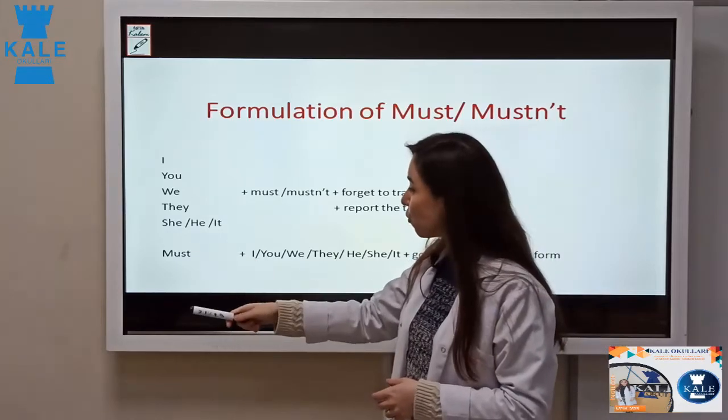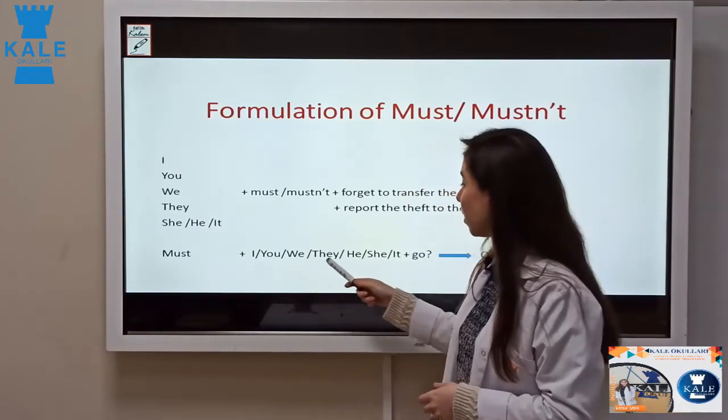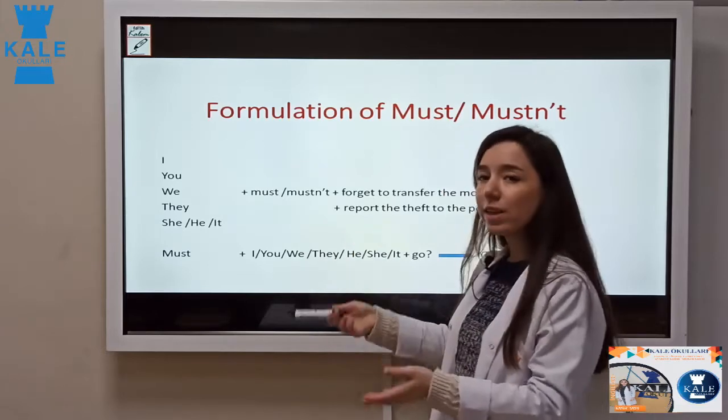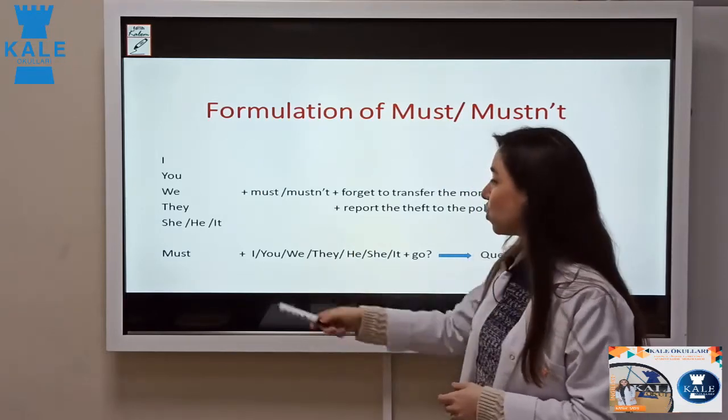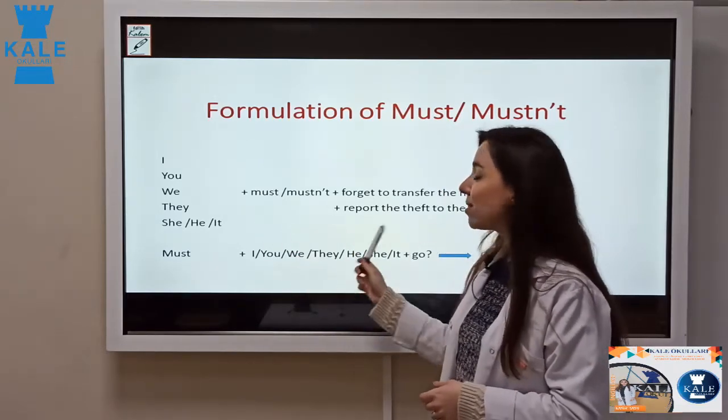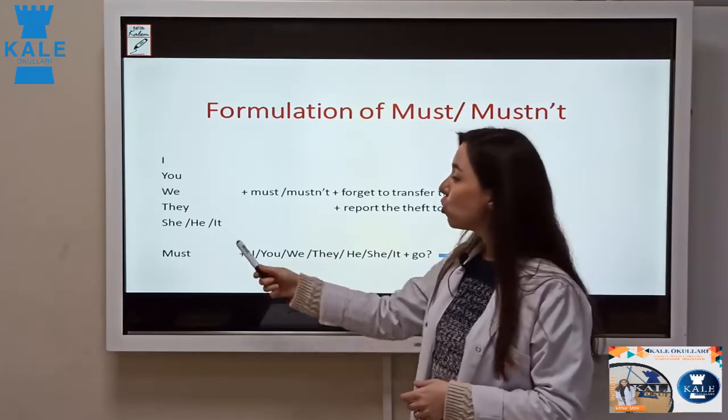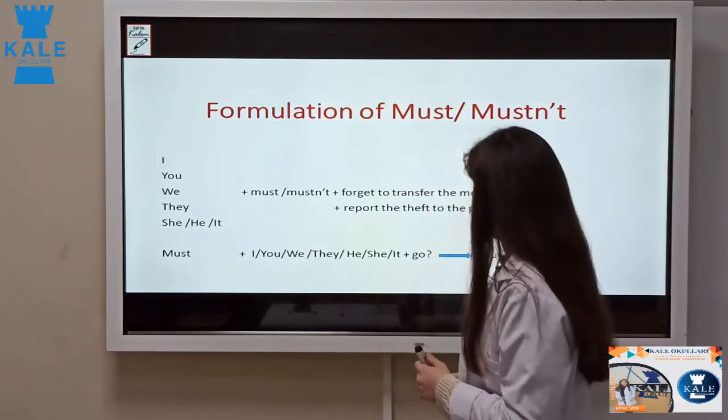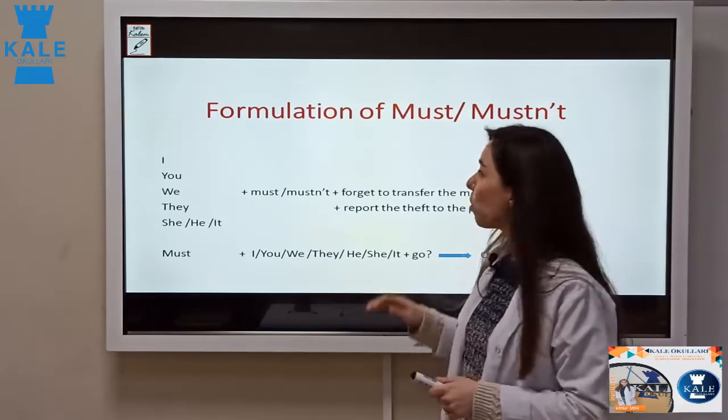And for question form, we can use must, again plus all pronouns, I, you, we, they, he, she, it, then the sentence. For example, must I go, must we go, must they go, yes? So just must comes here, then other pronouns. This is the question form of it.